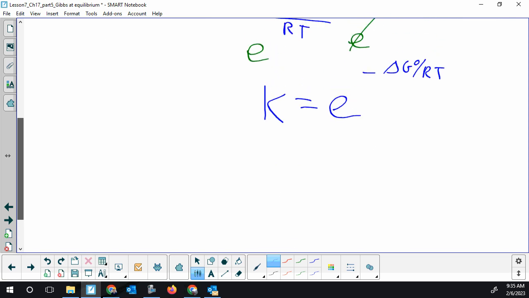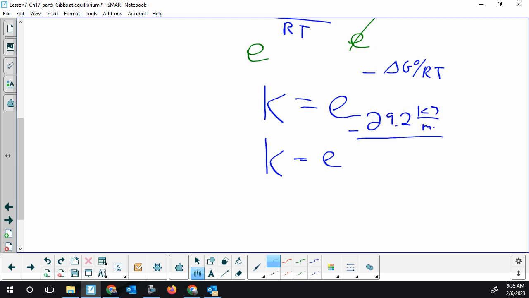So we're going to start plugging things in. Delta G, we just predicted it, 29.2 kilojoules per mole. I'm going to write everything in, and then we'll look at our units. R, the universal gas constant, go to your AP formula sheet, 8.314 joules per Kelvin per mole. And our temperature under standard conditions is 298 Kelvin. So we're figuring out the Ksp, a standard condition.